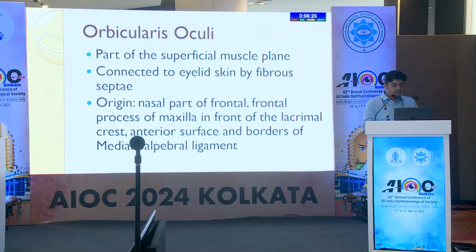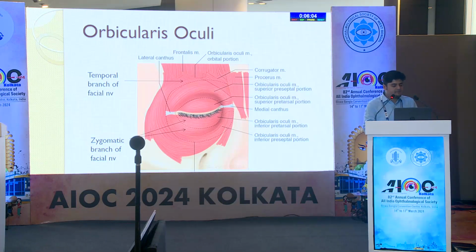Now, the orbicularis is the chief striated muscle of the eyelids. It is part of the superficial muscular plane, and it is connected to the eyelid skin by fibrous septa. It originates from the nasal part of the frontal bone, the maxilla in front of the lacrimal crest, and the anterior surface and borders of the medial palpebral ligament.